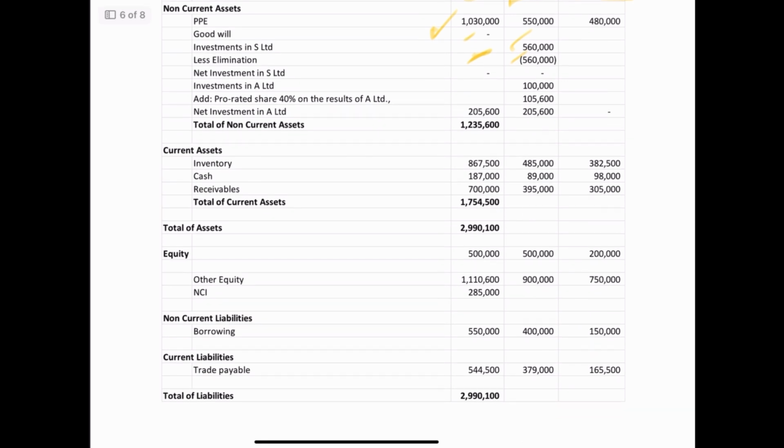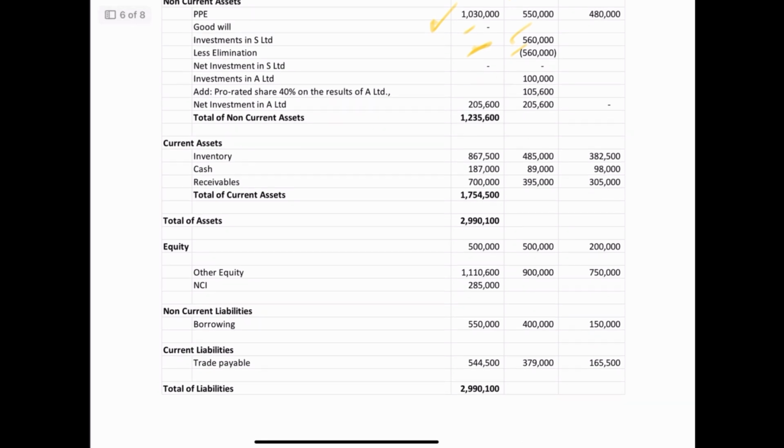Okay, then investments in A Limited. Yes, investments in A Limited will come because it is only the associated entity, not the subsidiary. So investment A Limited, as per the working, you have 1 lakh as the investment value, and this 105,600 needs to be added. So in the consolidated financial statement, you need to show 205,600.